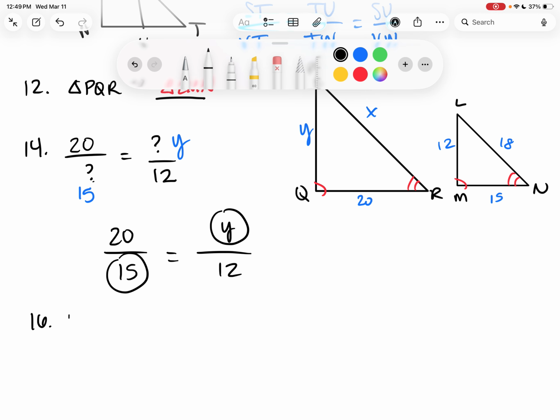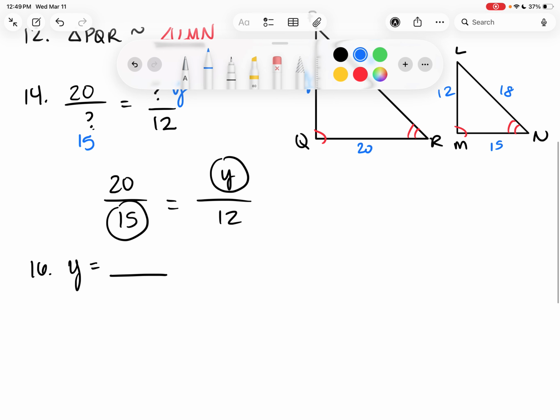16, Y equals blank. So they want us to solve for Y. Any idea how we should do that? You could use the 1 for 14, but change 20 over 15 to 4 over 3. Yep, so I can actually use that proportion that we had set up there.